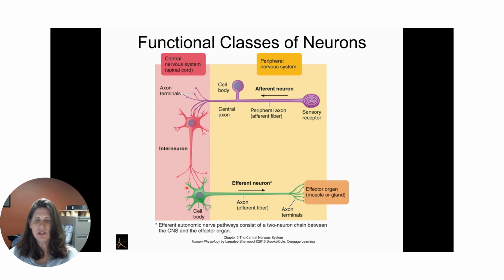But in this case, the interneuron is in the CNS, synapses with our efferent or motor neuron, and that motor neuron will stretch all the way to an organ or a muscle or gland or something like that.